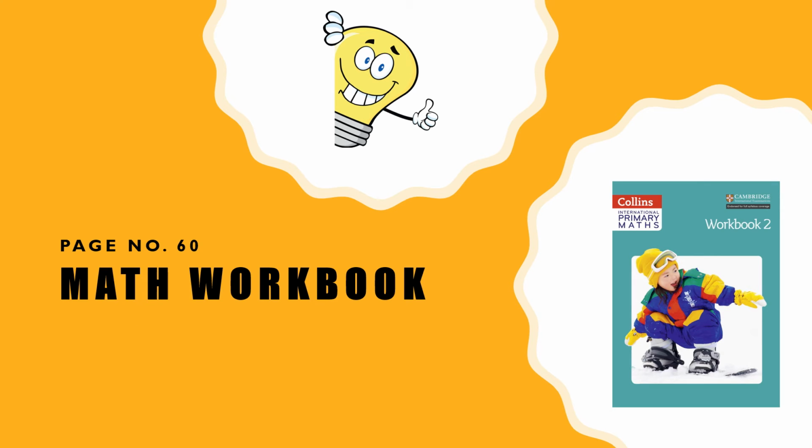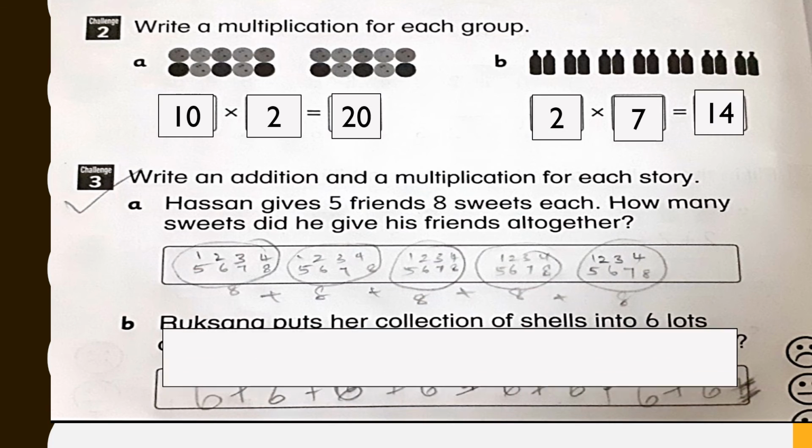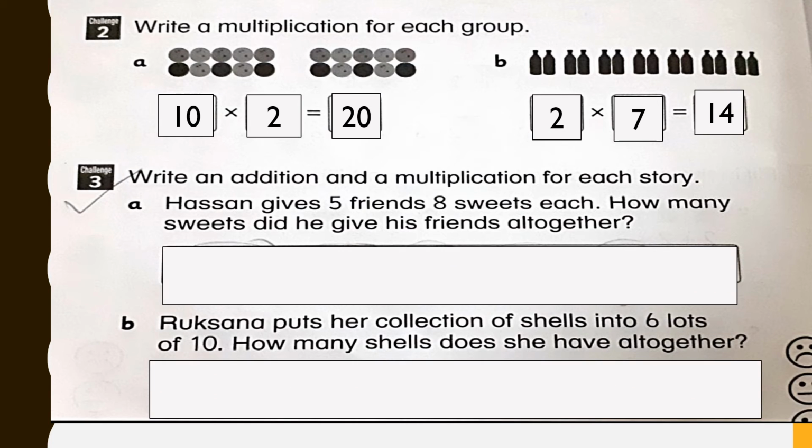Now I want you to open your math workbook, page number 60. Challenge 2 and challenge 3 we will be doing. Okay students. So if you see, write the multiplication for each group. So in 1 there are a few things given. Maybe it is cookies. So we will count how many are there. 1, 2, 3, 4, 5, 6, 7, 8, 9 and 10. So 10, and how many groups? There are 1 and 2 groups. So I will write 2. So 10 times 2 is 20. Simple, right?